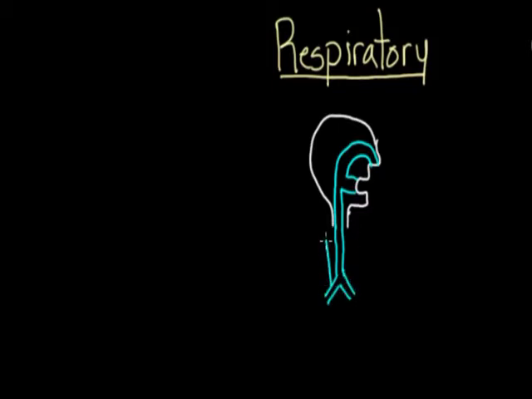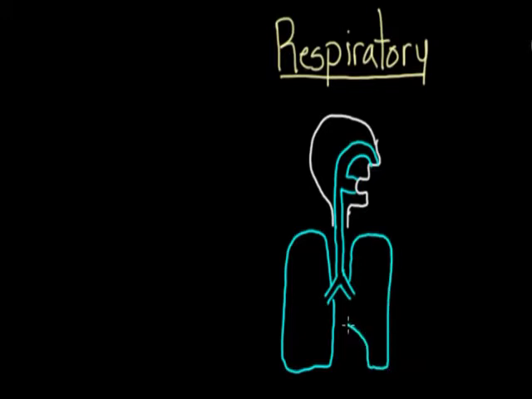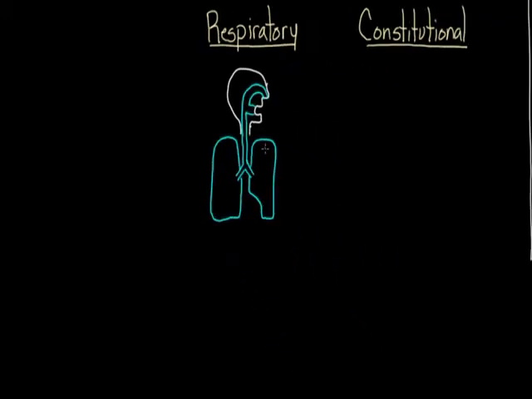So this is my right lung over here, and on the other side, we've got the left lung. And remember, the left lung is also going to be right next to the heart, so we've got to keep a little space for the heart. So these are the two lungs, and this is the air coming in.